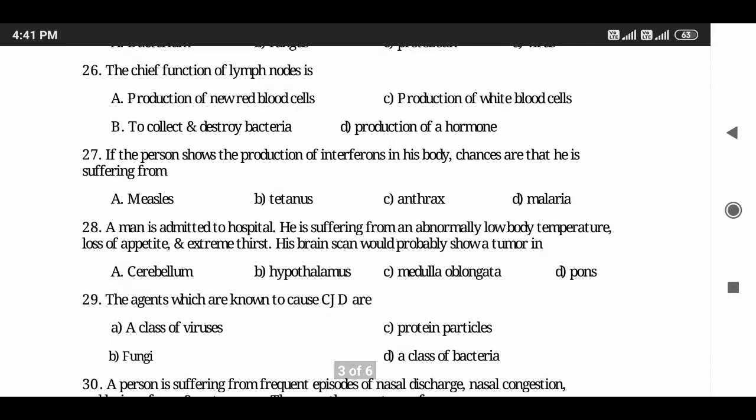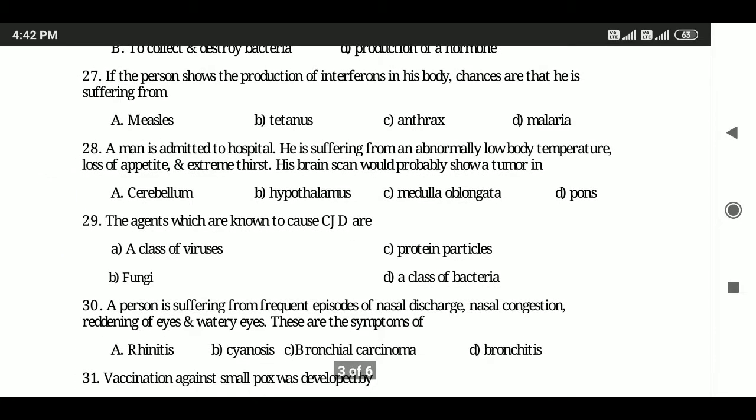Now coming to the next one, if a person shows the production of interferons in his body, chances are that he is suffering from measles, tetanus, anthrax, malaria. Again, it's an important question. Generally, interferons in our body are produced when there is a viral infection. Malaria is a protozoan disease. Anthrax and tetanus are bacterial infections. Measles is a viral infection. So if you have measles, interferons can be produced in the infected person's body. So the right answer is A.